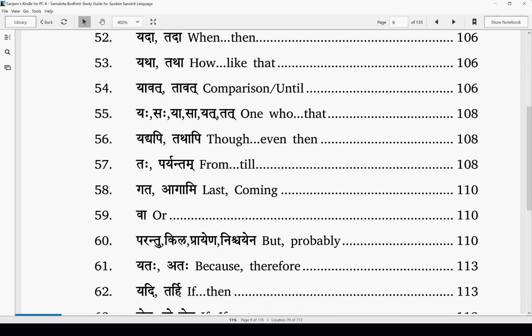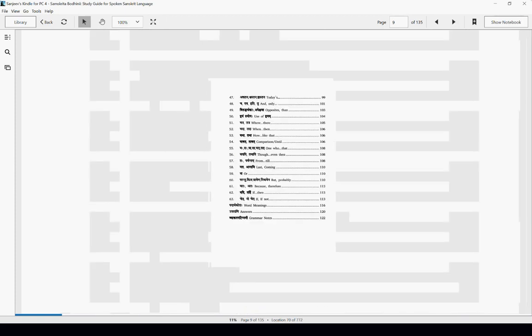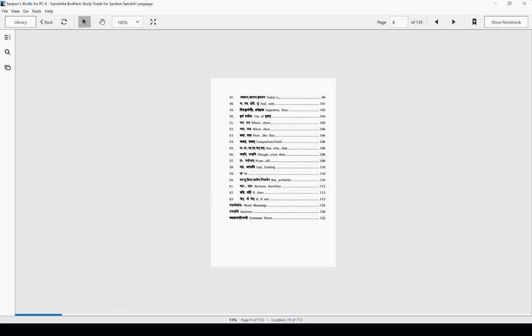Okay, then we have yaha saha, yat tat. So similarly, they are pairs. Yaha prayatnam karoti saha safalaha bhavati, uttirnaha bhavati. Then yaha saha similarly.